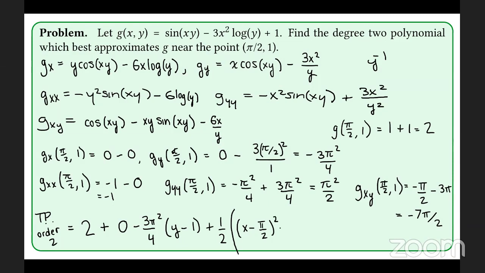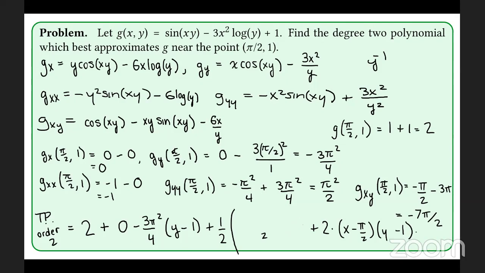Squared times the second order partial in the x direction is -1. And then plus 2 times x minus pi over 2 and y minus 1 times the mixed partial, which is -1. Oh, this is 0. Sorry, that's 0. This whole thing is 0.